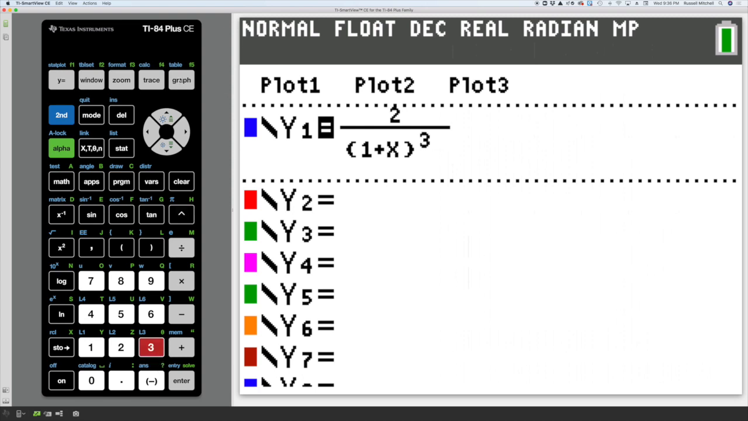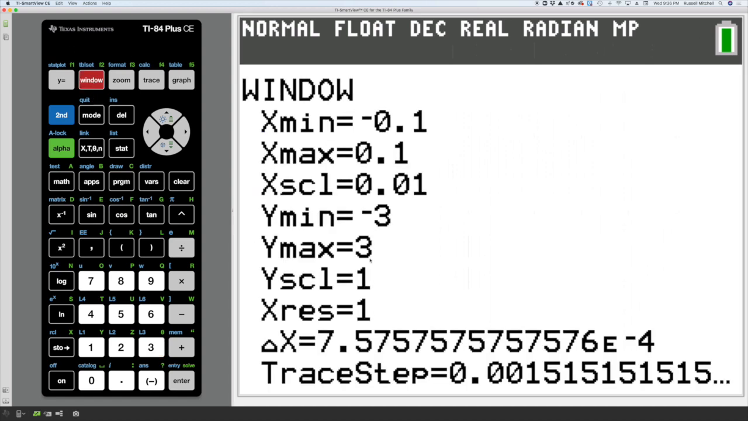We don't want to adjust the x min or the x max, because those are set, since that's where we're looking for these x's. It's the y min and y max we may need to adjust to see the graph, so I just randomly guessed negative 3 to 3. So let's take a look at the graph.